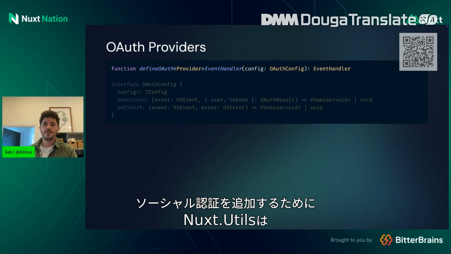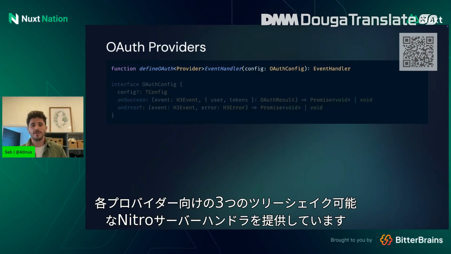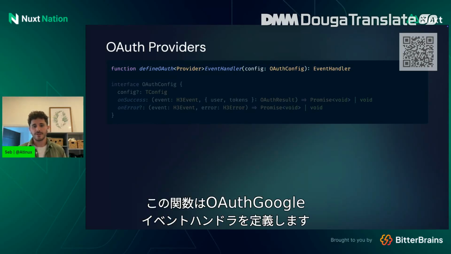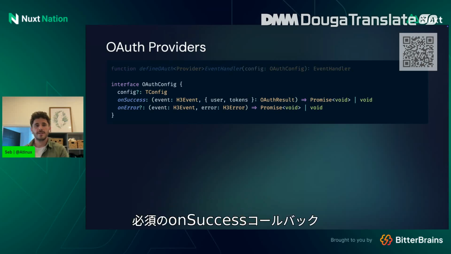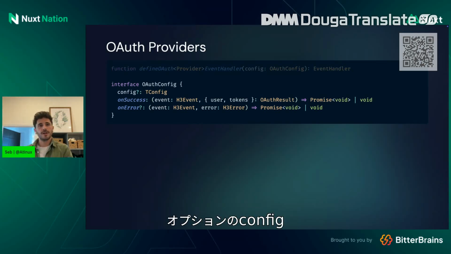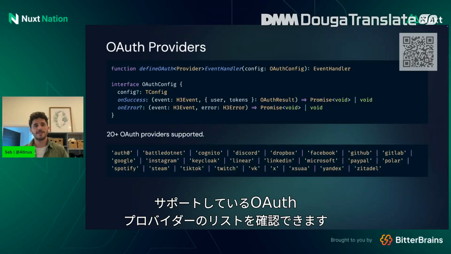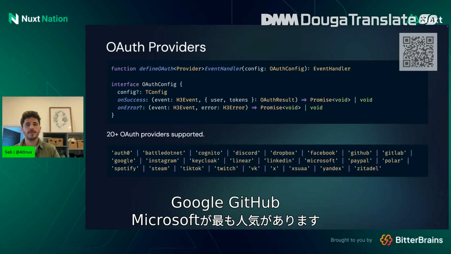To add social authentication, Nuxt.utils provides 3 shakeable Nitro server handlers for each provider it supports. So it looks like this. The function defineOAuthGoogleEventHandler expects an object with a required onSuccess callback, an optional config, and an optional onError callback. You can find the list of the OAuth providers we support, Google, GitHub, Microsoft being the most popular.